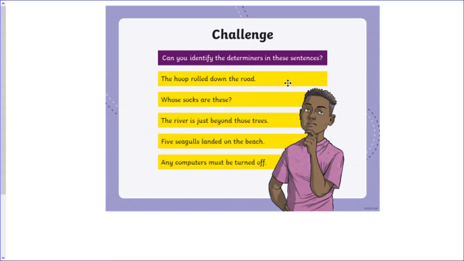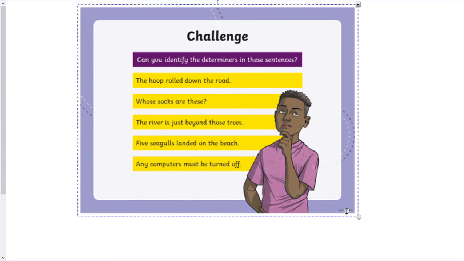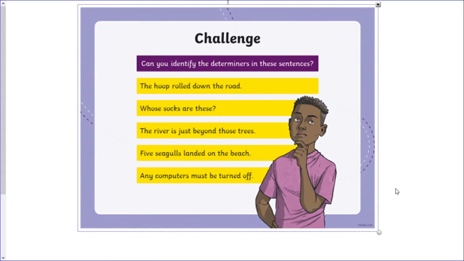So a challenge, you need to pause the video and you need to write the sentences down that you can see on the board, and you need to identify the determiners in each of these sentences. Now there could be more than one in each sentence. Remember, a determiner introduces a noun.